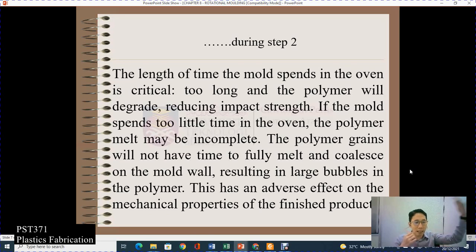when it cannot coat the mold cavity. So what happens is it becomes a bubble or blob, so it will just rotate. So at the end of the day, when you open the mold, it is still in the form of a blob, so there are no hollow parts. This has an adverse effect on the mechanical properties of the finished product.